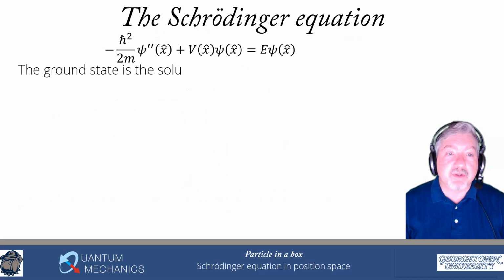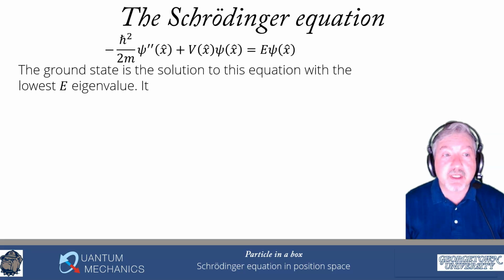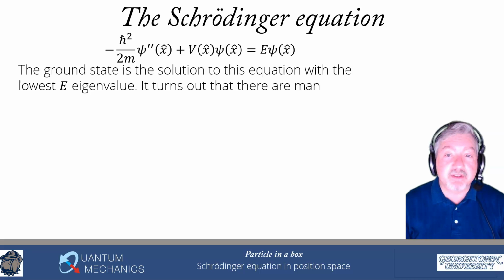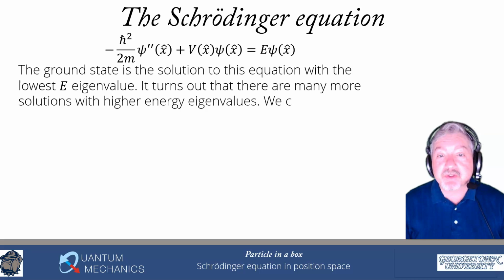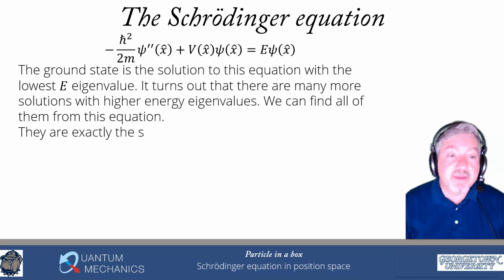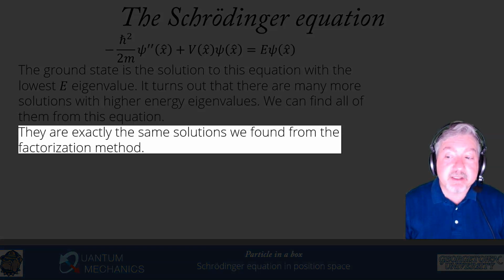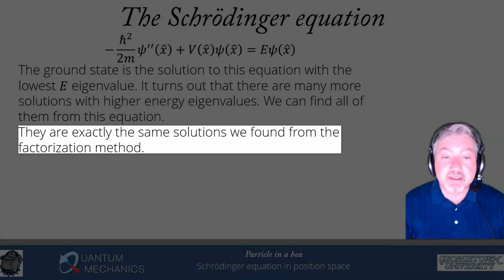All right, so the ground state is one of the solutions of this equation. It turns out it's the solution that has the lowest E eigenvalue. Now, it also turns out that there often are many more solutions with higher energy eigenvalues. They can be discrete solutions, as in bound states, or continuum solutions. And we can find all of them by solving this equation. When we find them, they are exactly the same solutions that we found from the factorization method. That's not completely obvious, but I'm telling you that that's indeed the case.